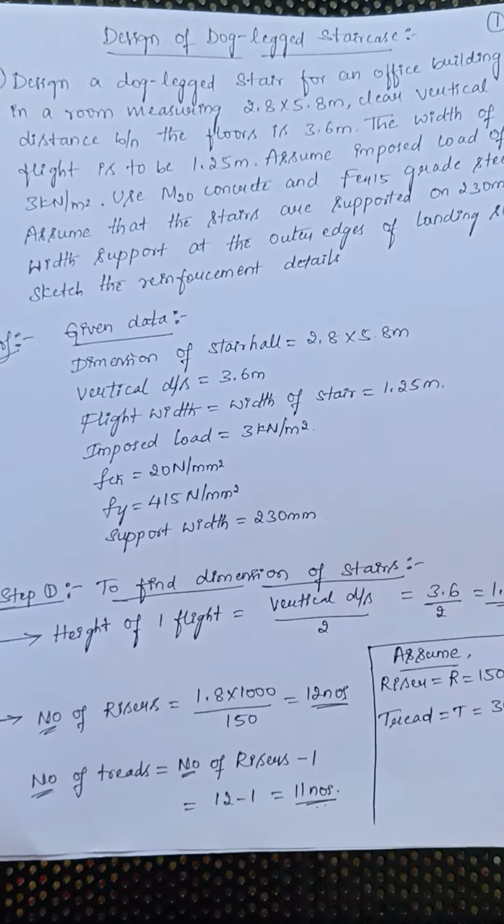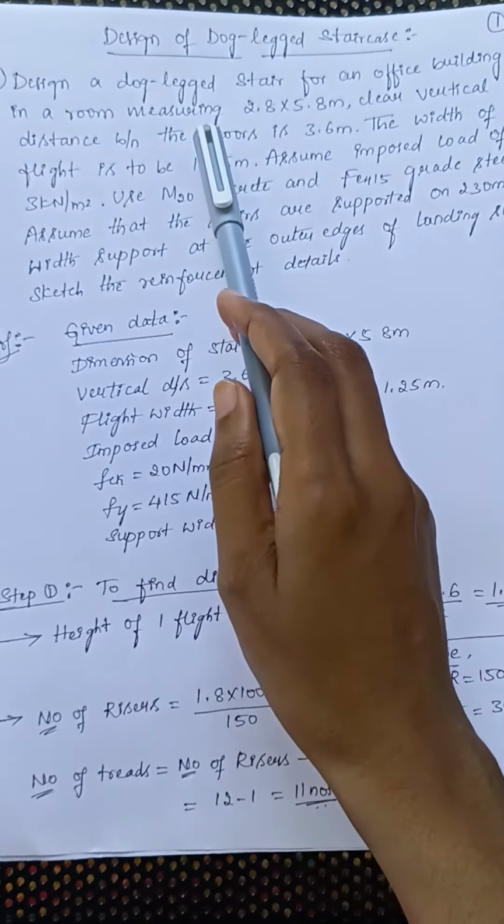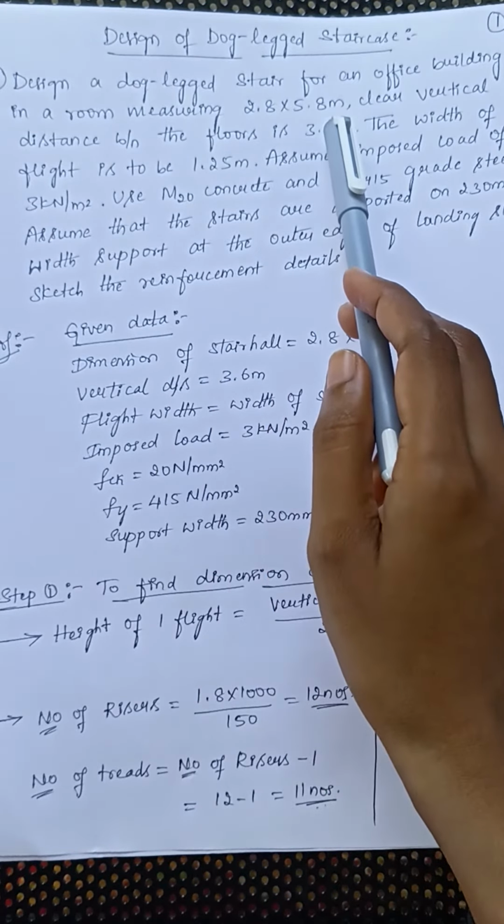In this video I will teach you how to design a dog-legged staircase. Let us start with a problem. Design a dog-legged stair for an office building in a room measuring 2.8 by 5.8 meter.